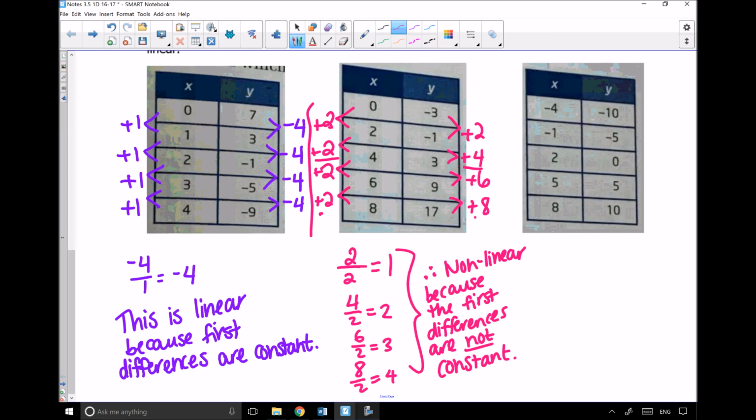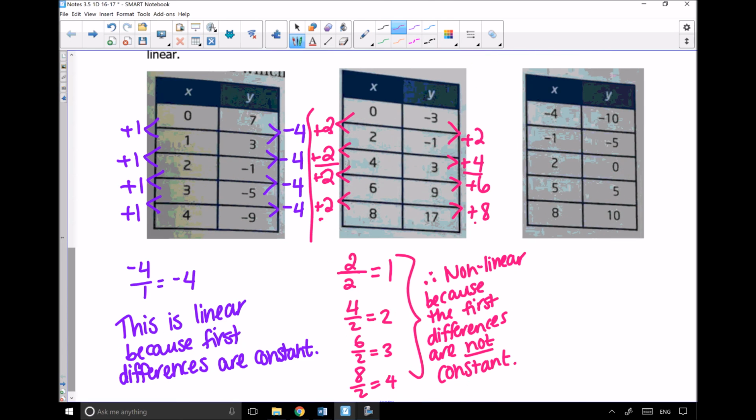All right, so now let's go ahead and take a look at our last example that we have right here. So in this last example, I'm going to do the same thing. I'm going to see, well, what's my x going up by? It's going up by 3 to go from -4 to -1. To go from -1 to 2, it's also going up by 3. From 2 to 5, it's going up by 3. And from 5 to 8, it's going up by 3.